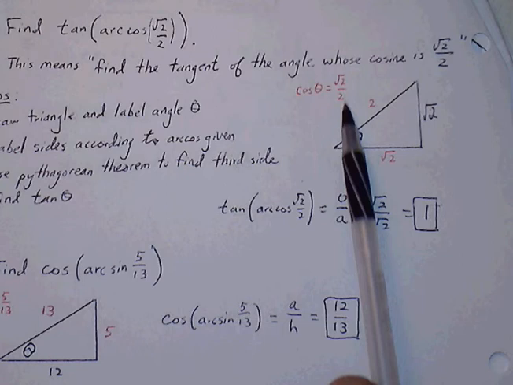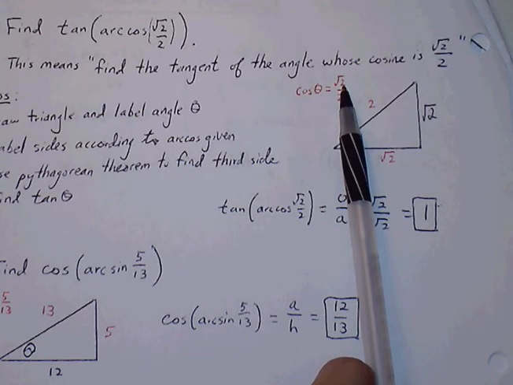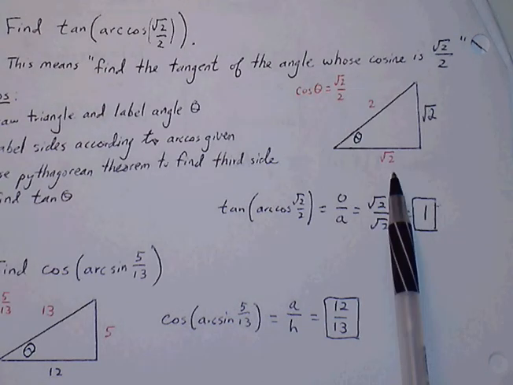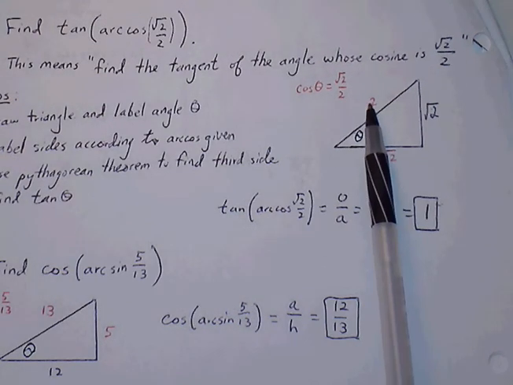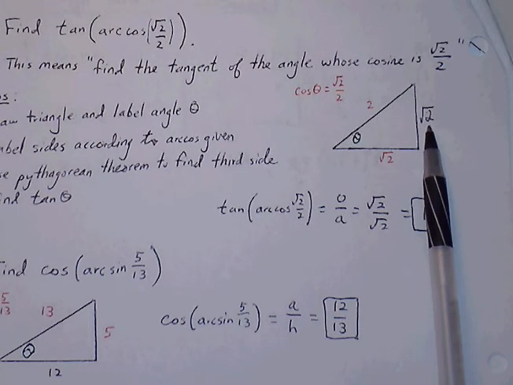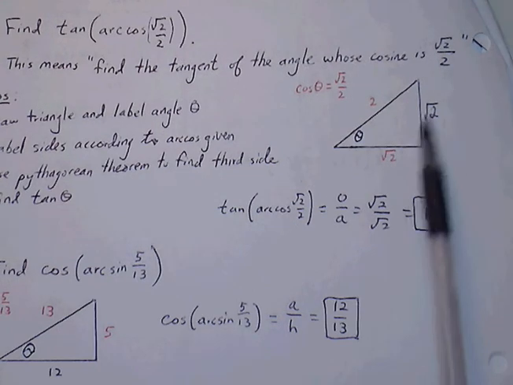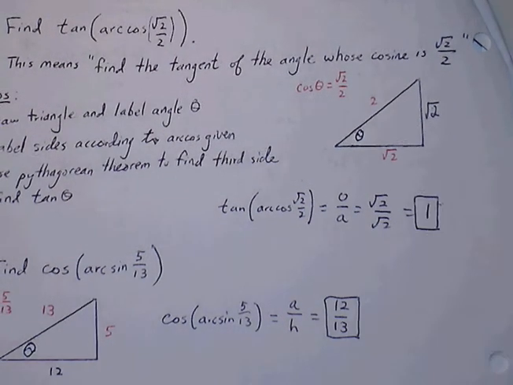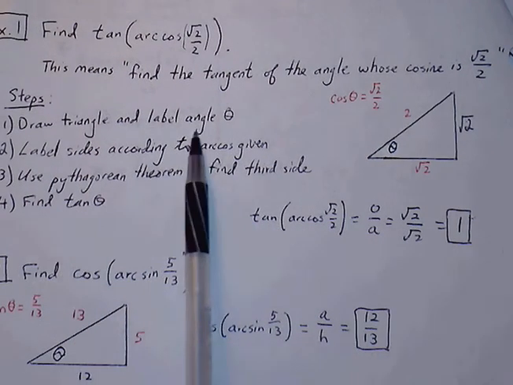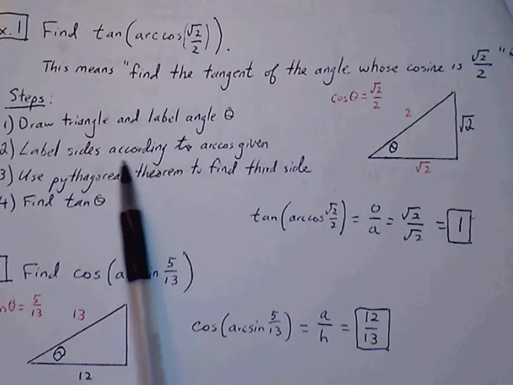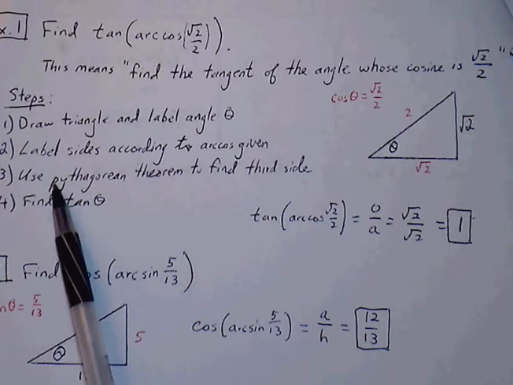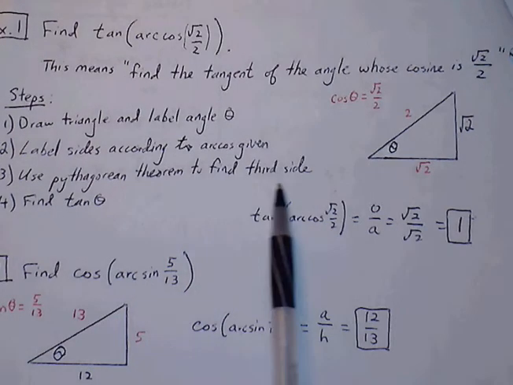Root 2 over 2, for cosine, the trig ratio is adjacent over hypotenuse. So adjacent is root 2, hypotenuse is 2. We can use the Pythagorean theorem to find the other side, and the y value here is going to be root 2. This should make sense too, a 45-45-90 triangle has this relationship. So the first step is we draw the triangle and label our angle theta. We label the sides according to the arccosine given, and we used the Pythagorean theorem to find the third side, root 2.